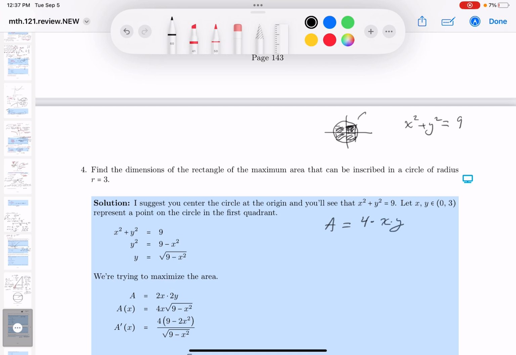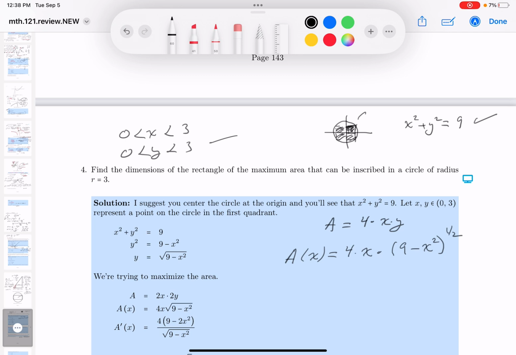Now, before I do anything, I want to point out in the first quadrant, the x is between 0 and 3, and the y is also between 0 and 3. So what I'm going to do now is try to get into one unknown, in terms of x's. So area as a function of x would be 4 times x, and again, if I'm in the first quadrant, y is a positive number. That's going to be pretty easy to do. It's just going to be 9 minus x squared to the 1/2 power.